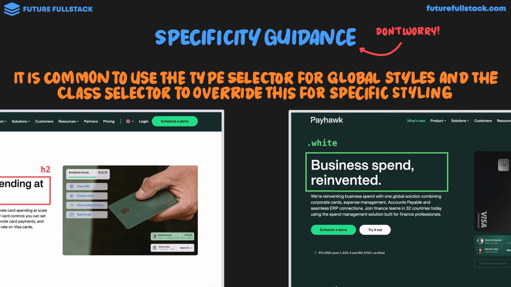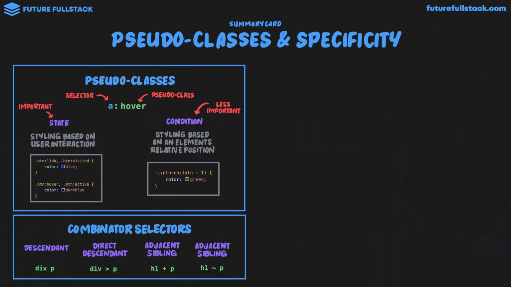We're generally going to be styling global styles using type selectors and using class selectors to override this style for specific cases. It is also important to understand the concept of specificity so that when you write your own CSS and rules aren't being applied as you'd expect, you can start thinking about the specificity of conflicting selectors. So let's complete the summary card, pseudo-classes and specificity.